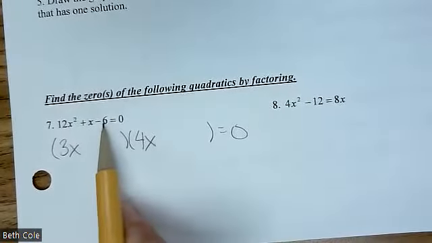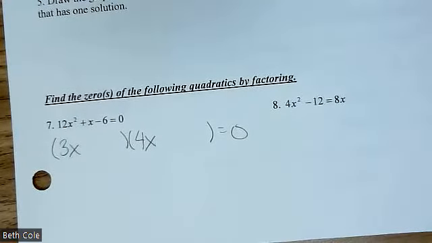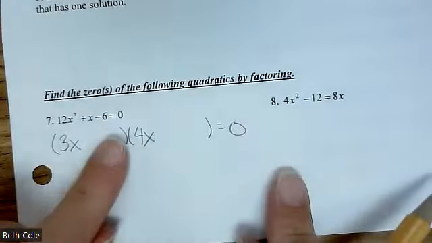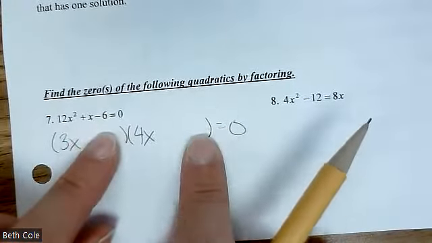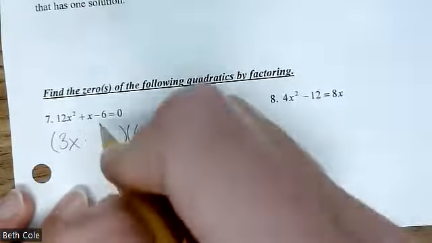Now 6, you could do 1 times 6 or 2 times 3. Again, you're just going to have to pick something and go with it and see what works. 2 and 3. Do you want the 2 in the first parenthesis or the second parenthesis? It's just making decisions. You want the 2 here? 2 here. Okay, let's see what happens.